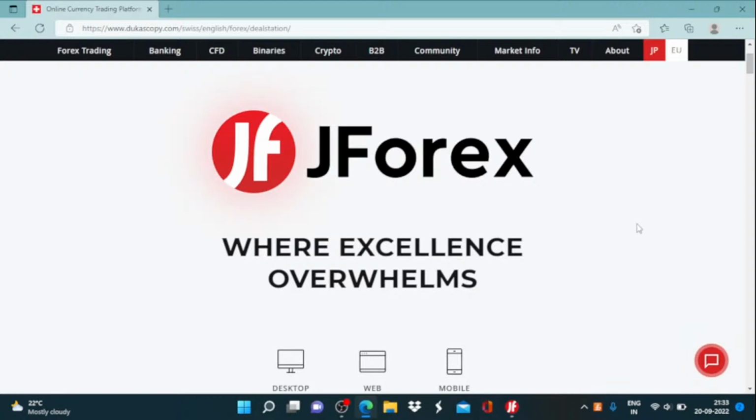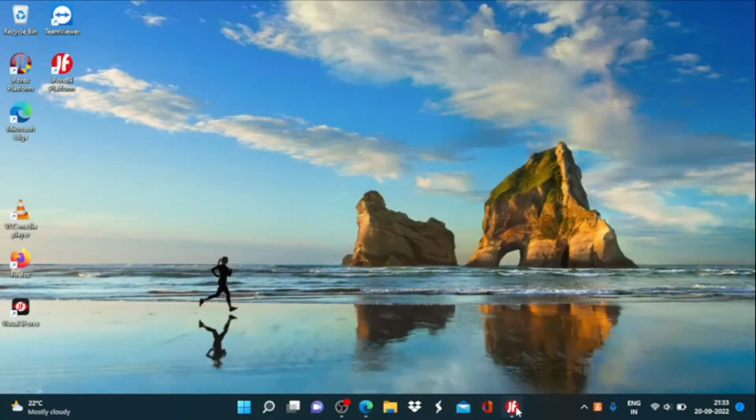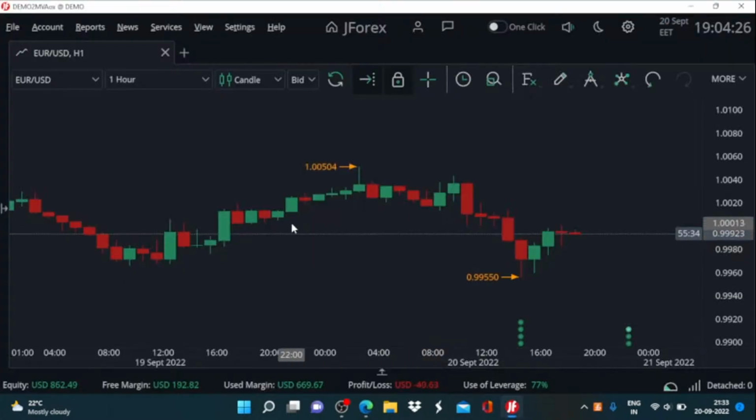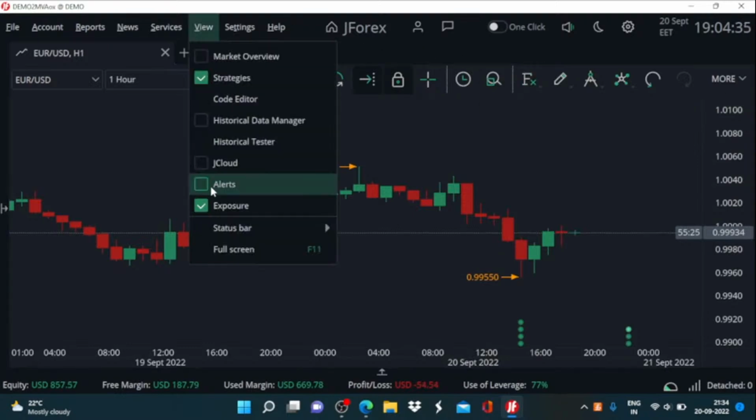So we will be looking at the concept, the uses, and the customization options on the JForex 4 platform for these indicators. So let us now head to the JForex 4 platform, the newly released trading platform from the Dukascopy Bank SA. Here we have this EUR/USD chart plotted for the hourly time frame.